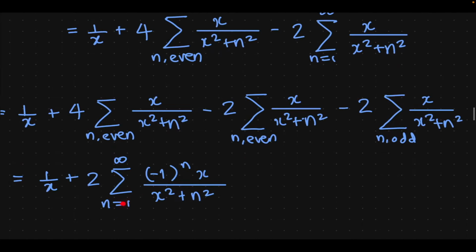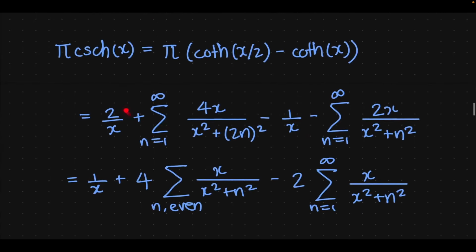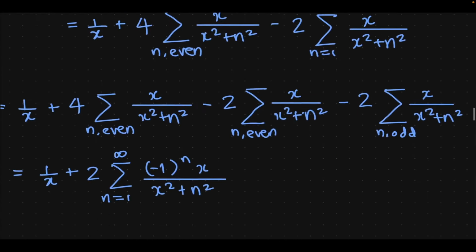So when we have a sum from n equals 1 to infinity, since n equals 1, the 1 is odd, we have minus 1 to the n. So 1, 3, 5, 7, all the odd numbers, we get a minus sign, times x over x squared plus n squared. And then for the even numbers, we get a plus sign. We have a prefactor of 2 and we're adding 1 over x. And that's precisely the formula for pi times hyperbolic cosecant of x that we had before.